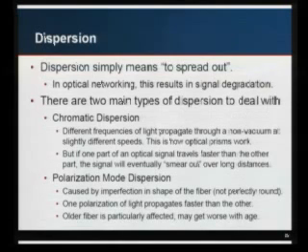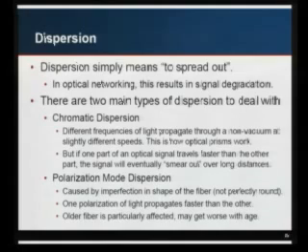Other major concept to deal with in optical networking is dispersion. Dispersion just simply means to spread out. There's various causes for this in optical networking, but basically the problem is it degrades the signal. The 2 main types of dispersion that we have to deal with, there's also modal dispersion that we talked about in multimode, but we won't really have to calculate that.